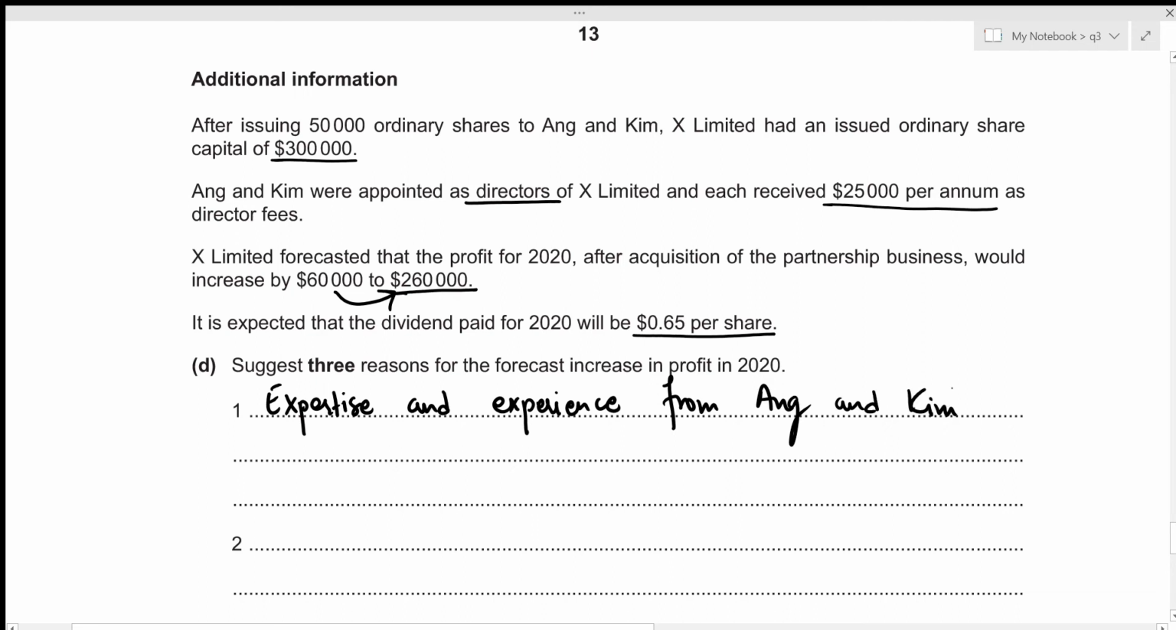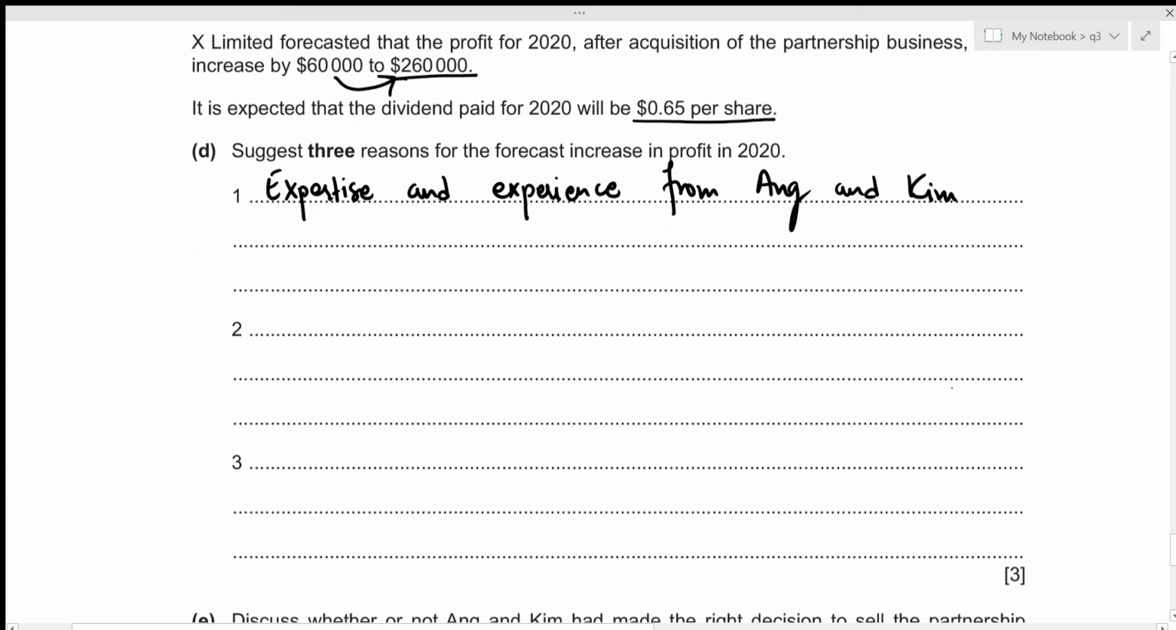And now that X Limited has acquired the partnership business as well, they could get access to more customer base since the partnership already had an established customer base, which would now be a customer for X Limited as well. Let's write it down. So more customers.